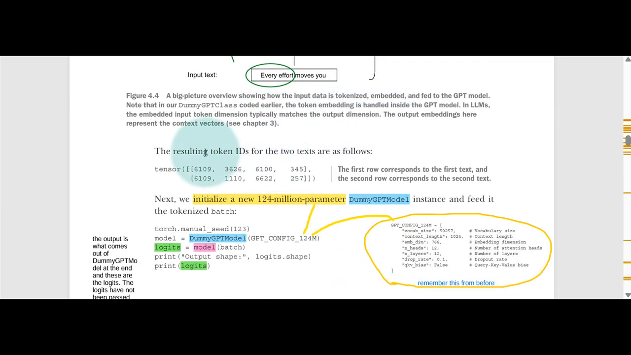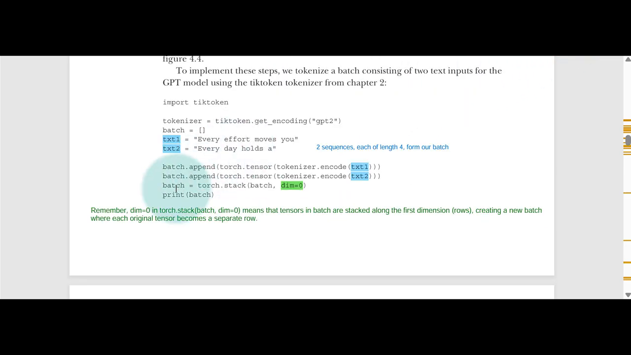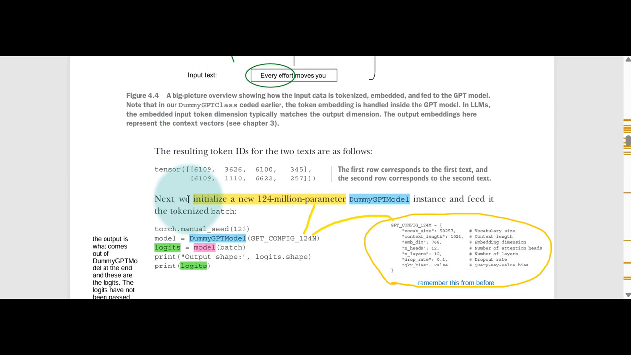And here again, we have two sentences, each of 4 tokens, and that's our first batch, and that's in a tensor. That is our batch. So our batch, when we print it out, looks like that. Okay, so now he's going to do a sample run.